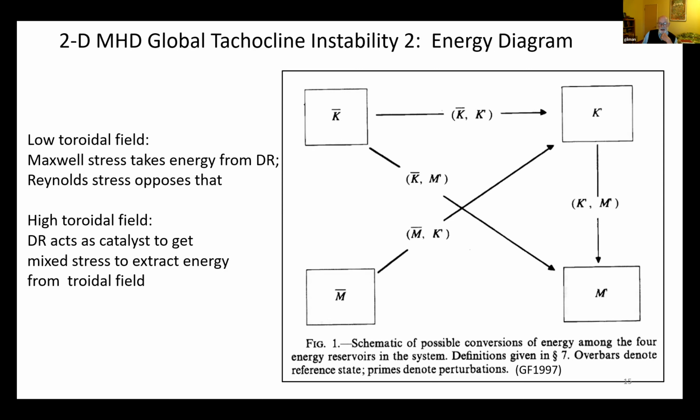Whereas the Reynolds stress is actually trying to reestablish the differential rotation. If the field strength is high enough, then you're going to get most of your energy out of the magnetic field, and the differential rotation is acting more like a catalyst to get it to come out.